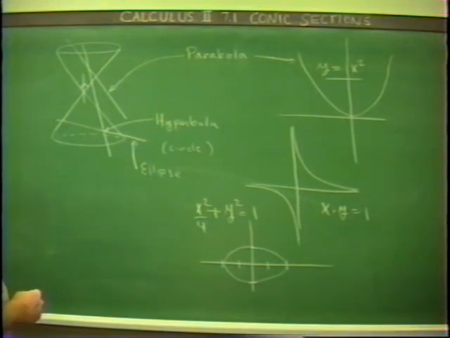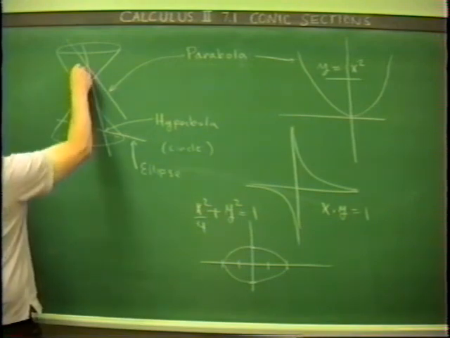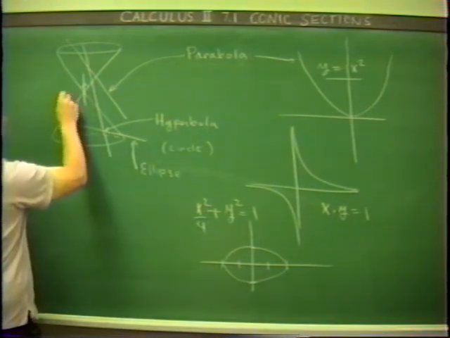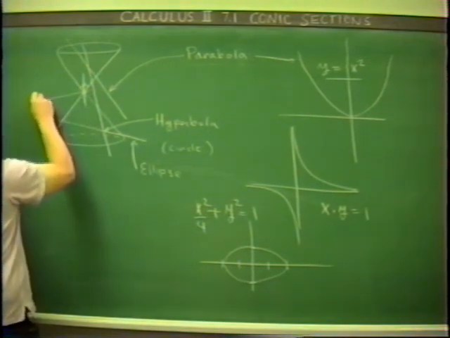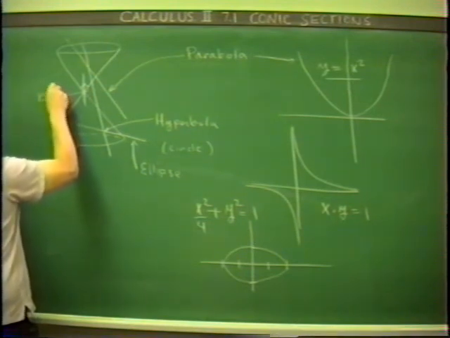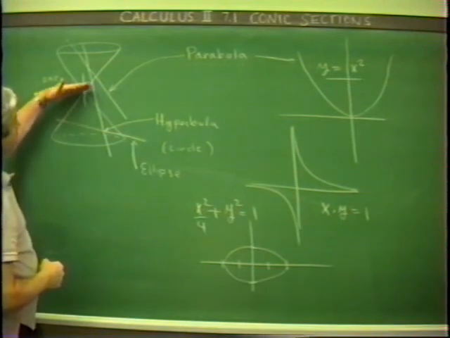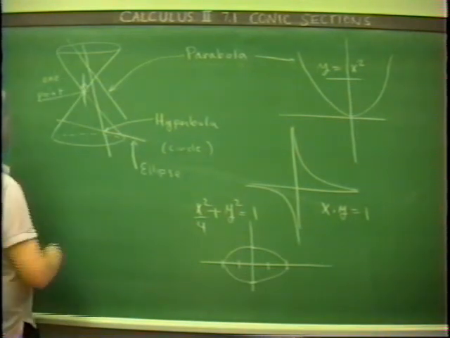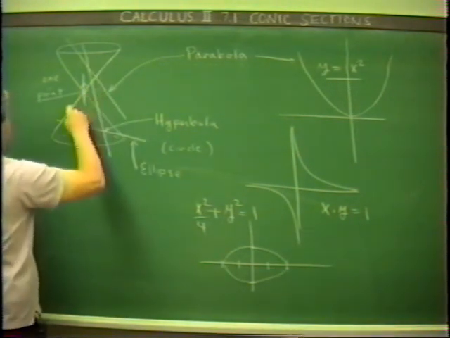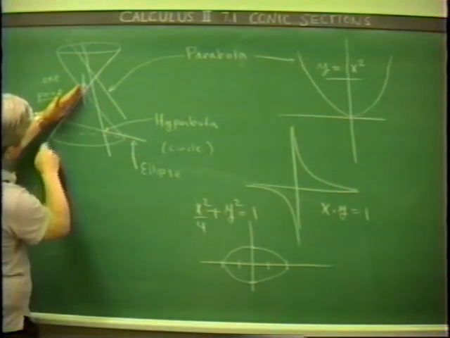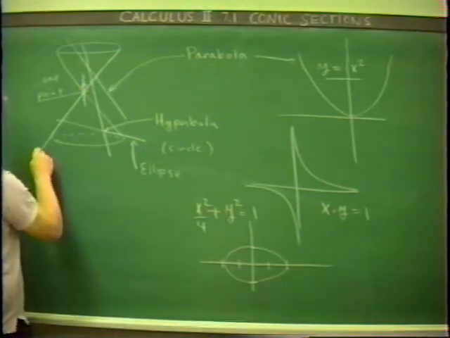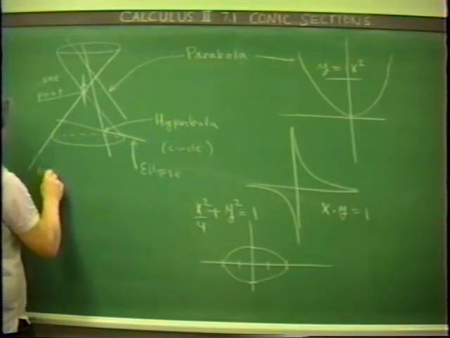Okay. There are other sections that you can get here. For example, we could get a single point by going through the origin here like this, or by going through it like this. You can think of that, if you like, as a degenerate circle, a circle without any radius. We can get a line. If we take the plane like so, that just touches the cone on its edge like this, we're going to get one line.